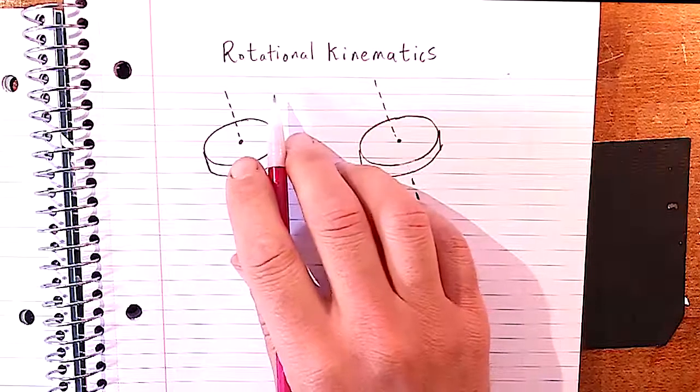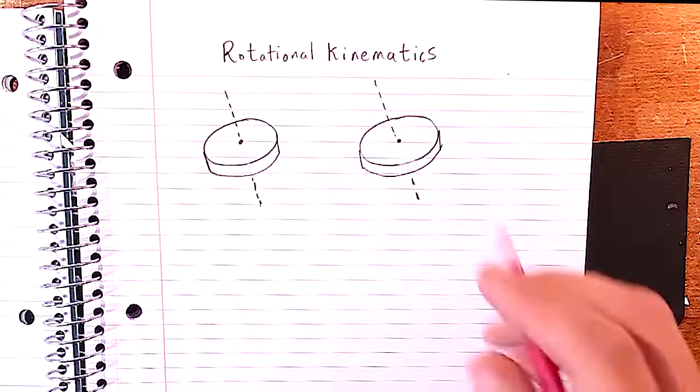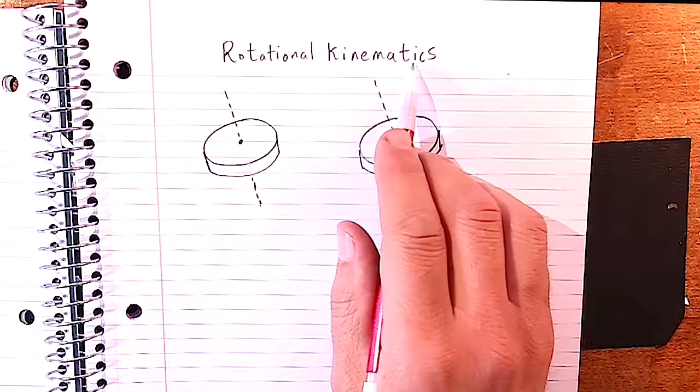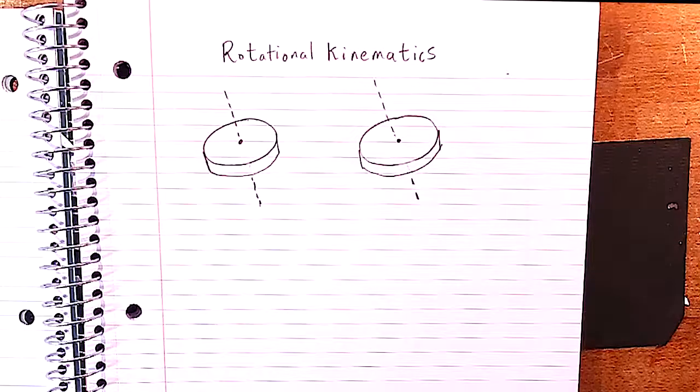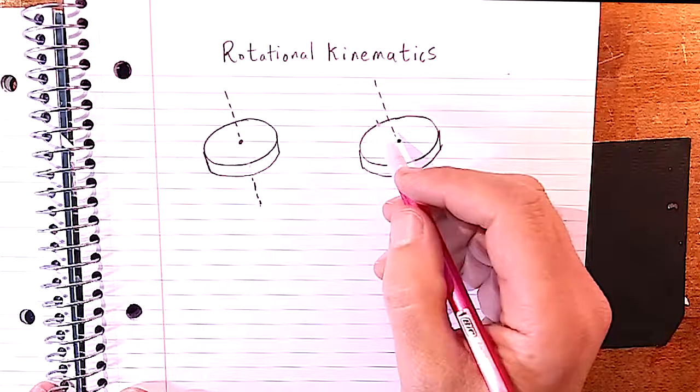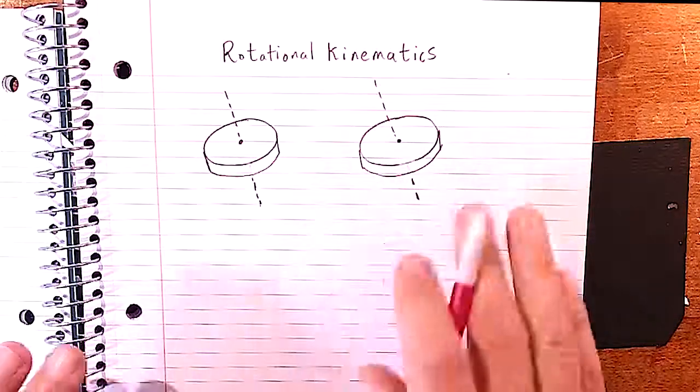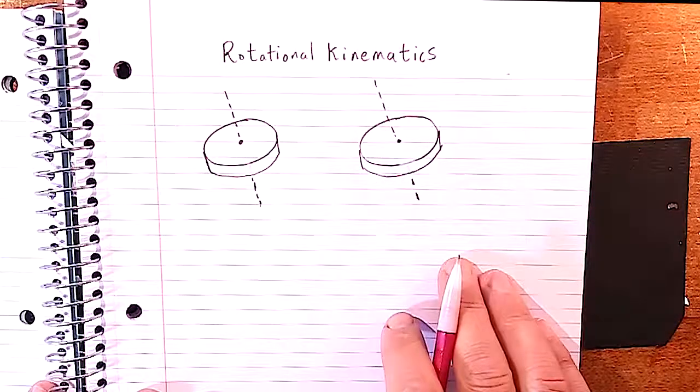So rotational kinematics is exactly what it sounds like. It's motion, but this time it's spinning. So when we're going to deal with problems like this, it's essentially all the same stuff we've already done in terms of x equals v naught t plus 1/2 at squared. All of that, except now it's rotating.